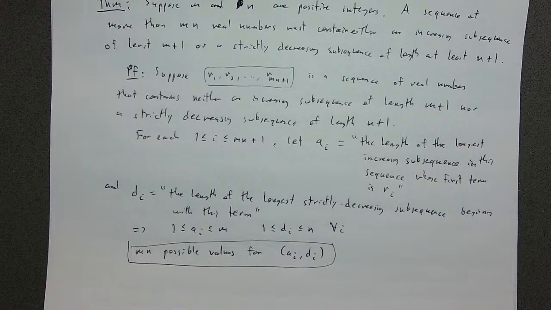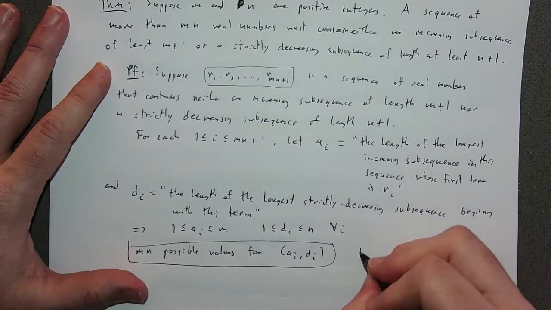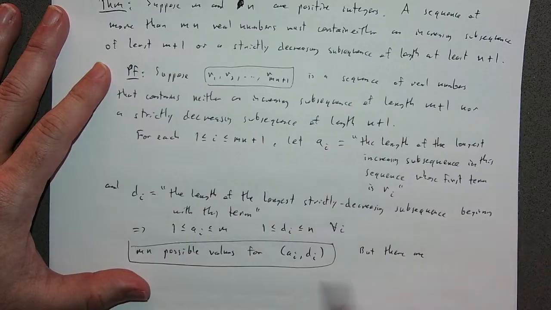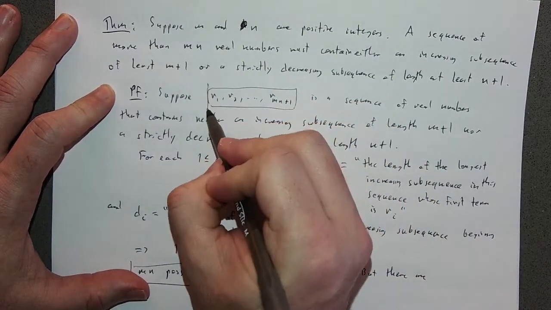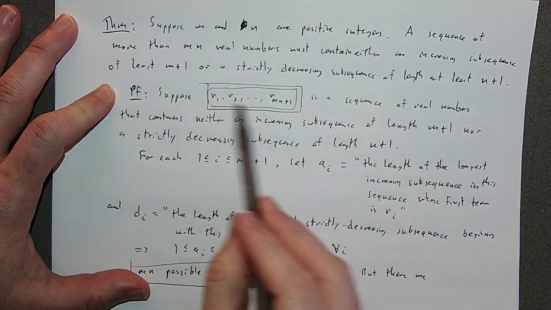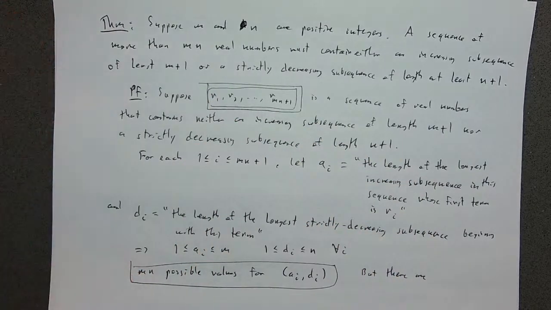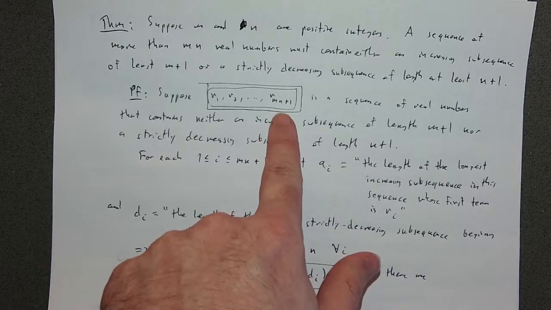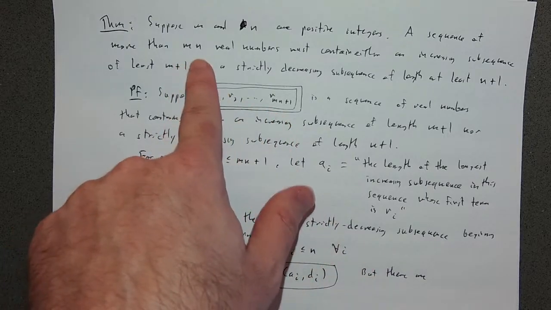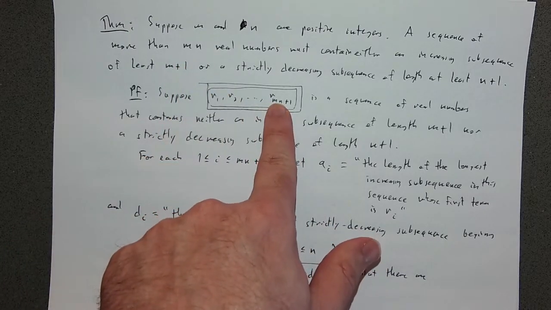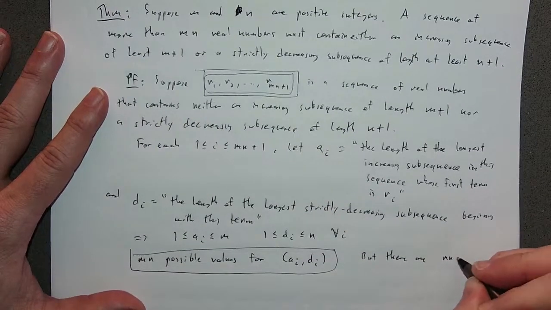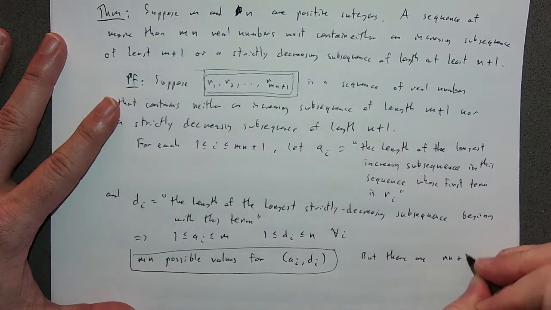But there are how many such ordered pairs? I could start with any of these terms in the sequence, and I have labeled this sequence specifically to have more than m times n real numbers in it. There are mn plus 1 such ordered pairs.